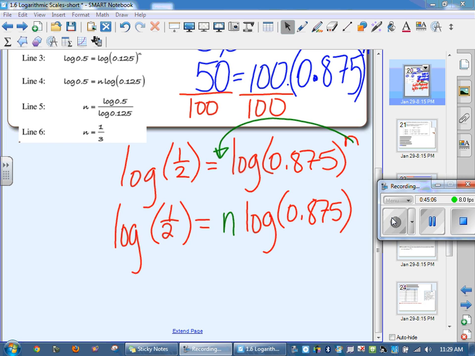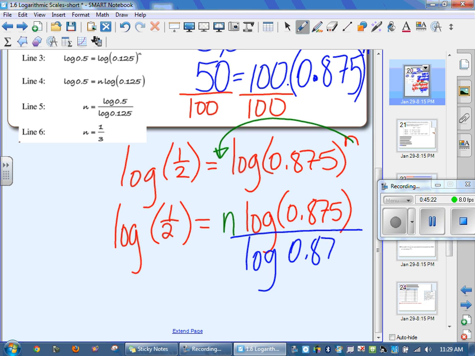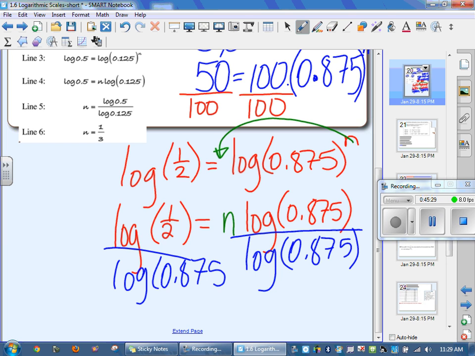So you're going to divide both sides by log 0.875. Okay, you're going to get n equals 5.19, so 5.2. So after week 5, it's going to drop to half price. So in week 6, it'll definitely be half price or less.